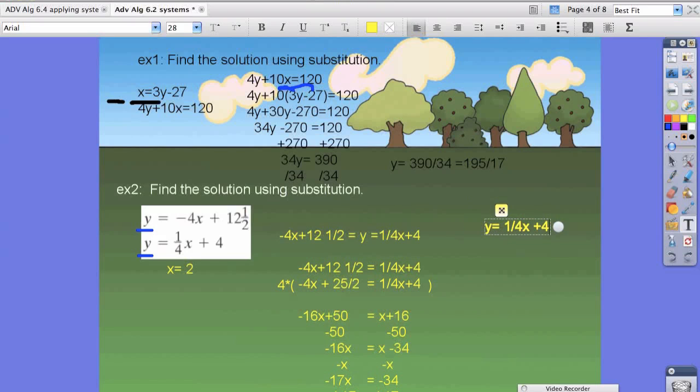Now we know what x is equal to. X is equal to 2. So anytime I see x, I'm going to replace it with 2. So now y equals 1/2 plus 4. Therefore y is equal to 4.5. So now we know what x equals and y equals, and now we're done.